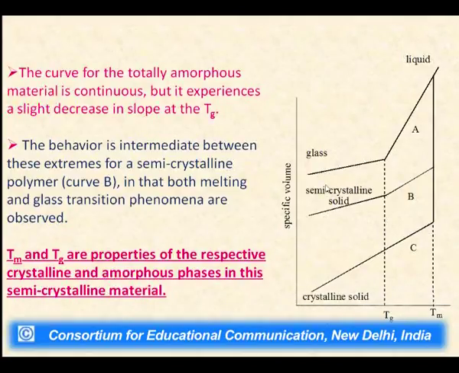Curve A is for a glass material, curve C is for the crystalline solid, and curve B is a semi-crystalline solid. The curve for the totally amorphous material is continuous, but it experiences a slight decrease in the slope at the Tg. The behavior is intermediate between these extremes for the semi-crystalline polymer, which is curve B, in that both melting, at the melting temperature, and the glass transition, at the glass transition temperature, can be observed. This Tm and Tg are the properties of the respective crystalline and amorphous phases in this semi-crystalline material.